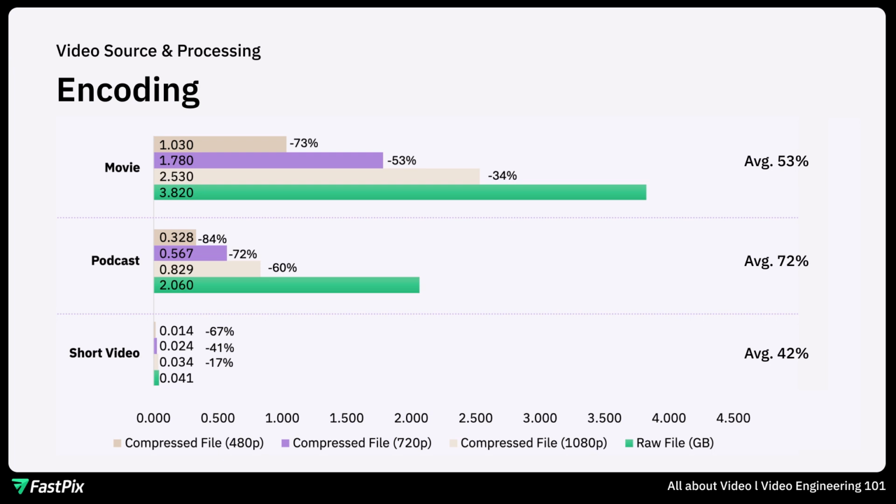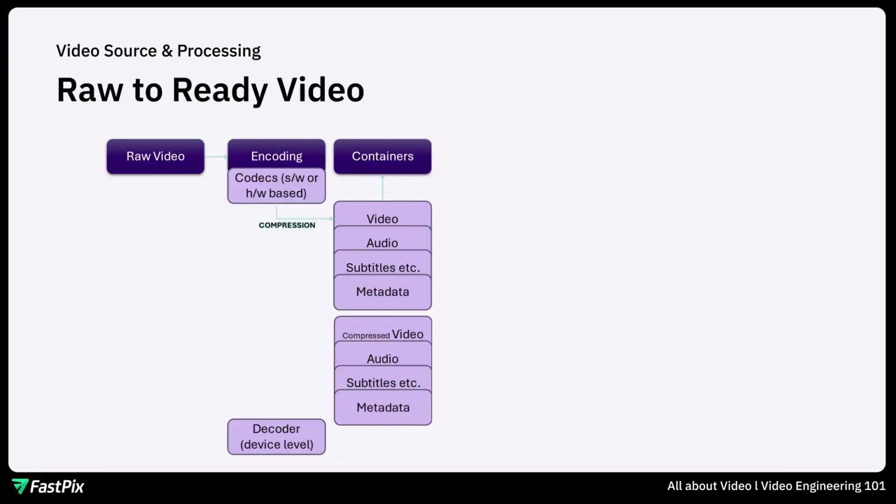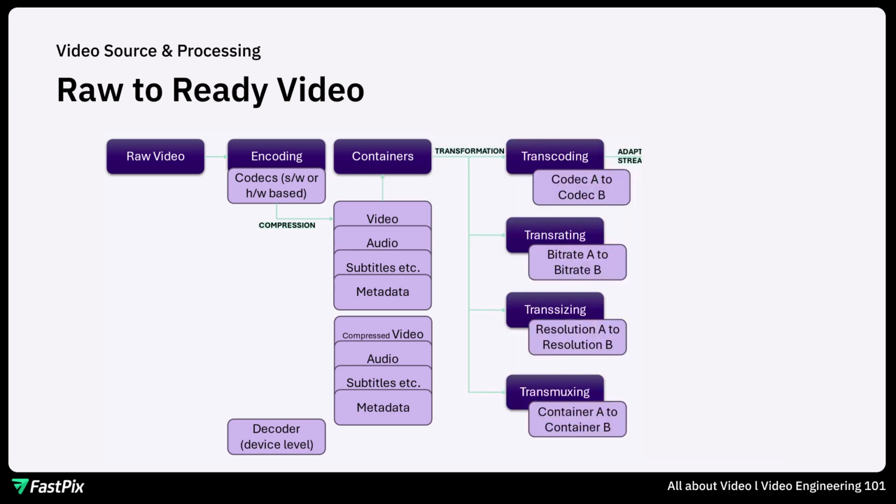Next, we package the video into containers. Think of a container as a suitcase that holds not only the video, but also audio, subtitles, and other metadata. Common containers include formats like MP4 or MKV, and they're essential for making sure all components of your video play together in sync. The encoded video now undergoes transcoding.